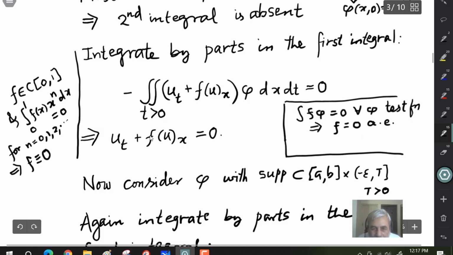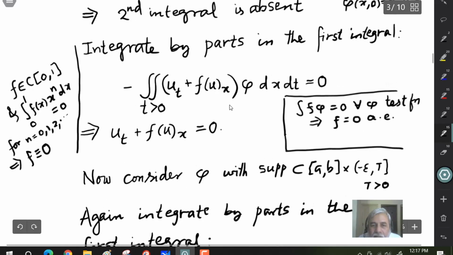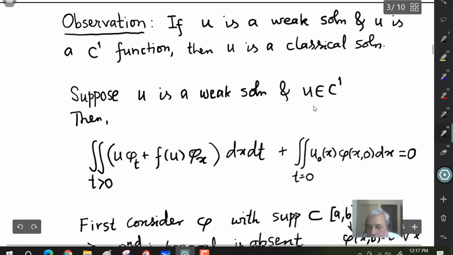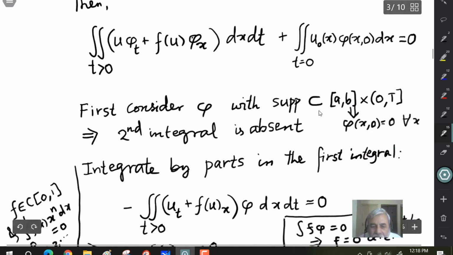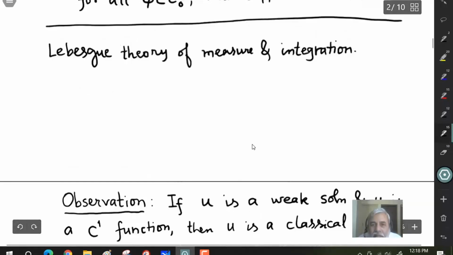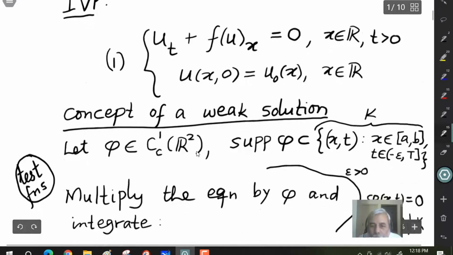So this implication is not trivial, and we have to again consult your integration theory, which we will be repeatedly using. So that's the first part. If u is a weak solution and u is a C1 function, then it satisfies the given differential equation, namely ut plus f(u)x equal to 0 pointwise.